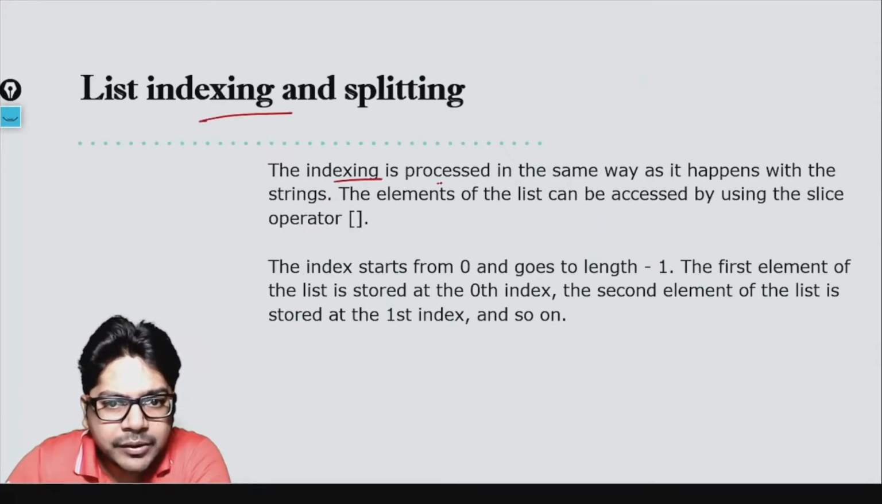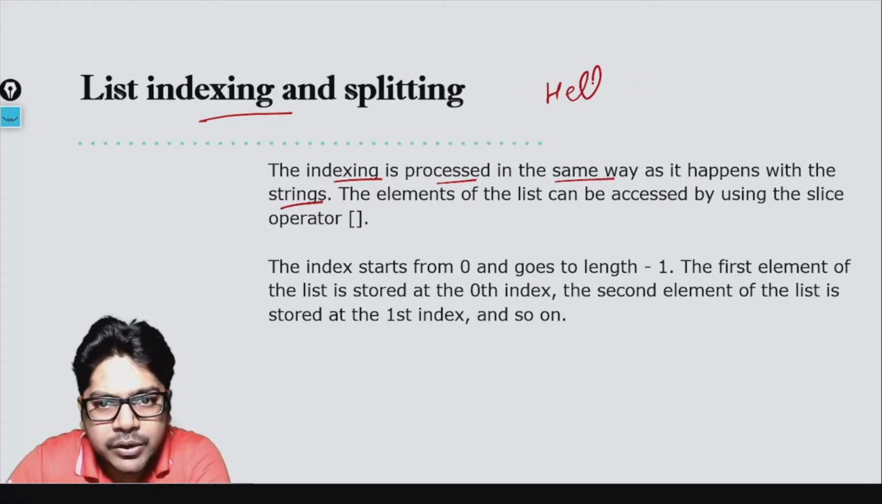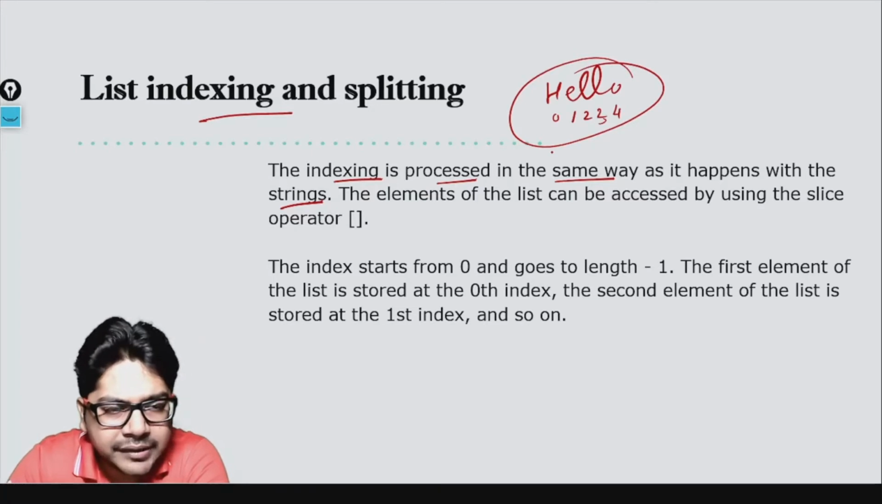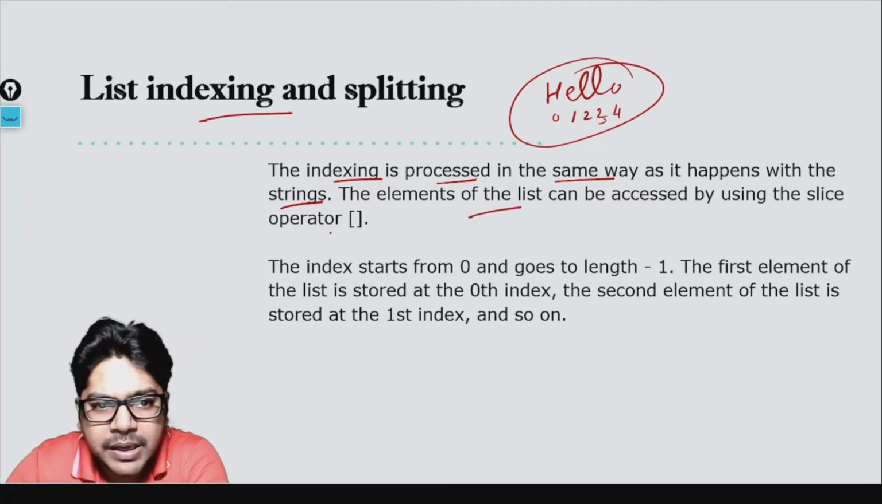The indexing is processed in the same way as it happens with the string. If you remember the string, if I write hello, then H is 0, E is 1, 2, 3 and 4, like that. Indexing used to happen. So the same indexing process is followed in list also. The elements of the list can be accessed by using the slice operator, using the square brackets.